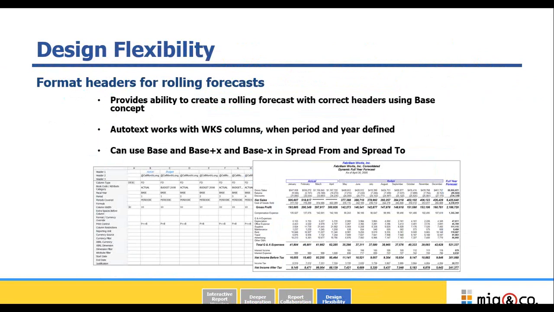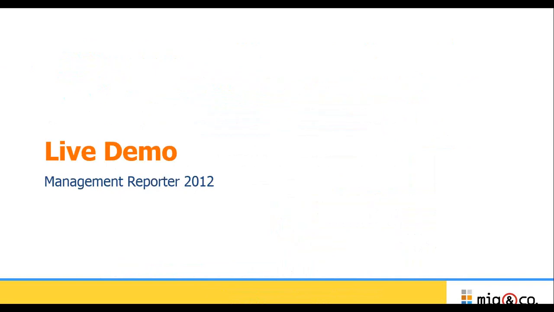You're able to format your headers for rolling forecasts so that you have the ability to create a rolling forecast with the correct headers using your base concept. Your auto text will work with the WKS columns when your period and your year are defined, and you can use the base and the base plus X or base minus X in your spread from and spread to type of reports.